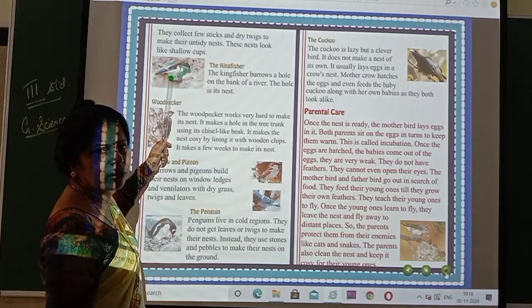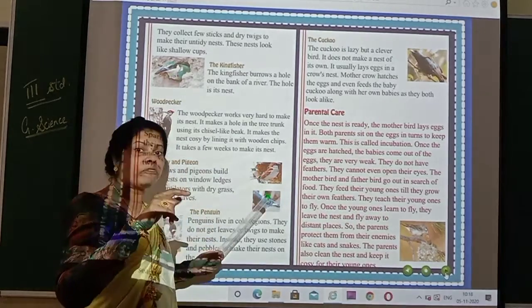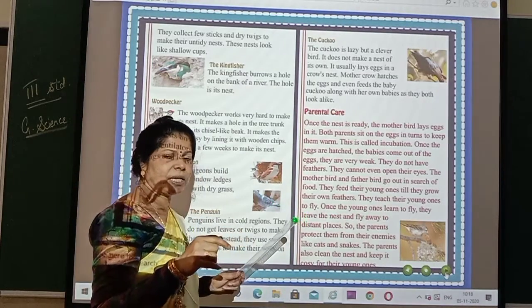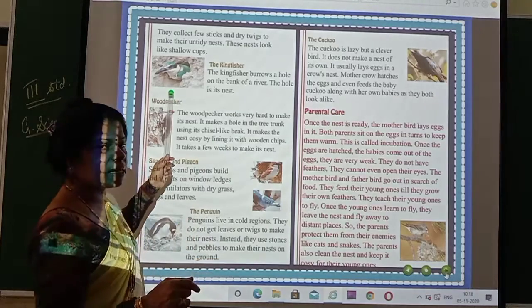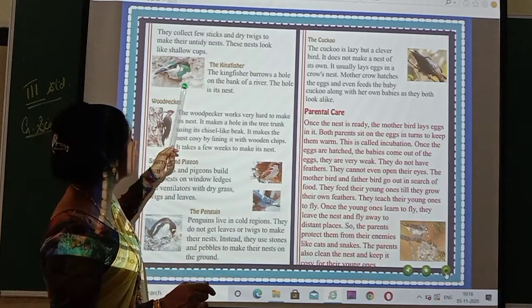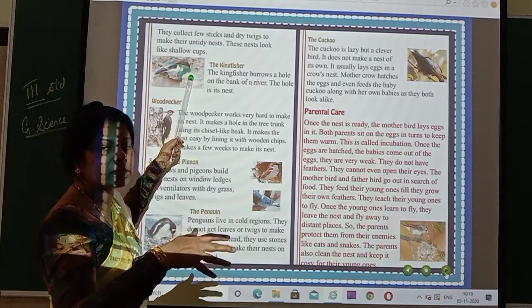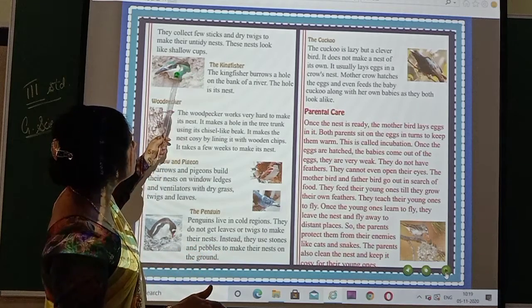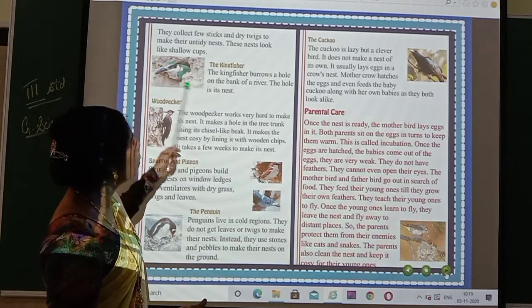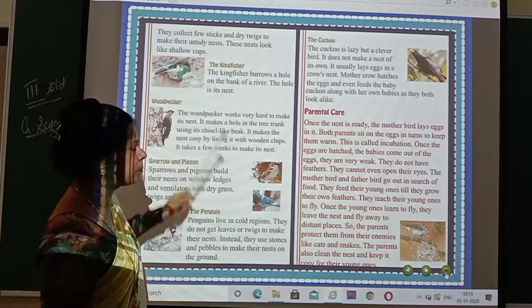What's the work of the kingfisher? To go and catch fish from the river, isn't it? So where does it stay? It stays near the river only. What does it do? It makes a hole. What you call a burrow. So it lives there and the hole itself is its nest.